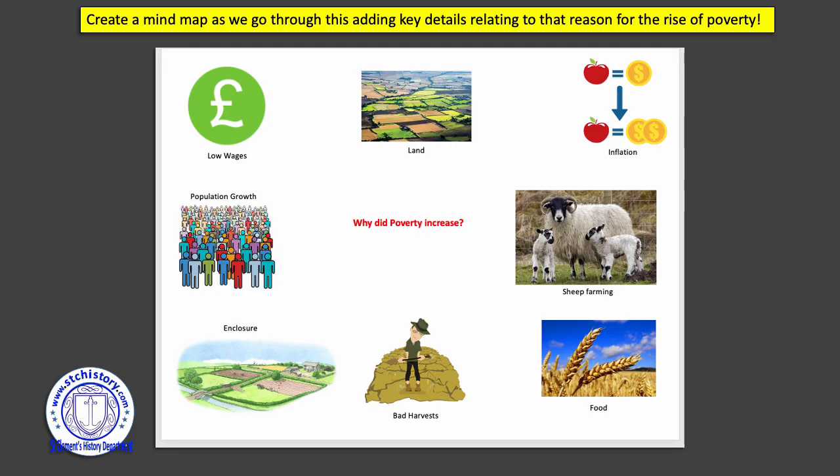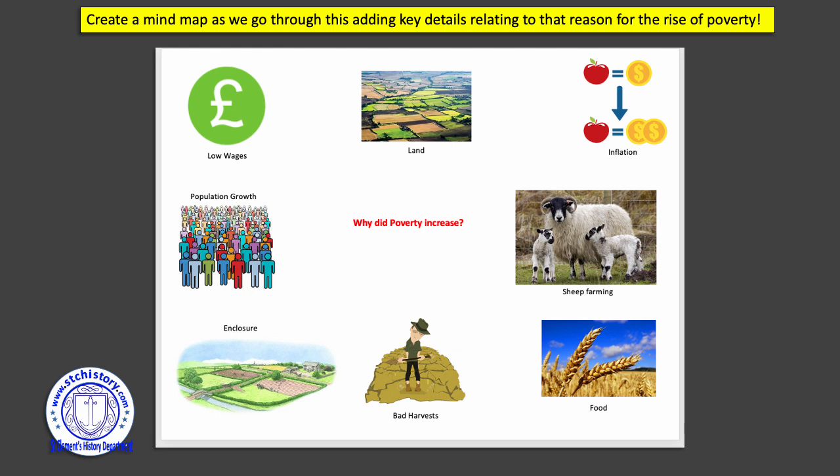The best way for you to do your notes in this lesson, I think, for the first half at least, is to do a mind map. On the screen is an example of how you might do it. A little picture for low wages, land, inflation, sheep farming, population growth, enclosure, harvest and food. As we go through, you just add some bullet points to each of these images, or you can write your notes however you want, as long as they are essentially subtitled into these reasons. These are the reasons why poverty increased.